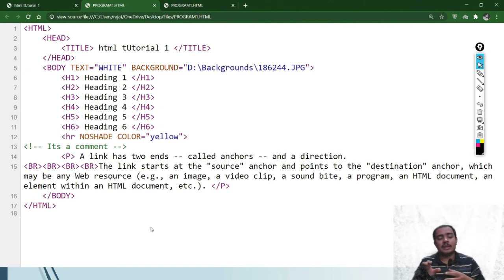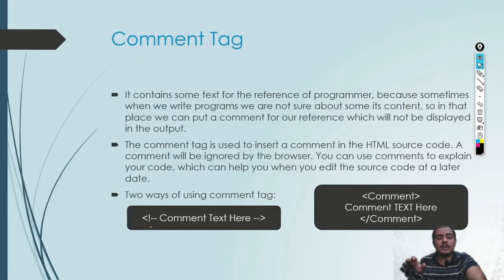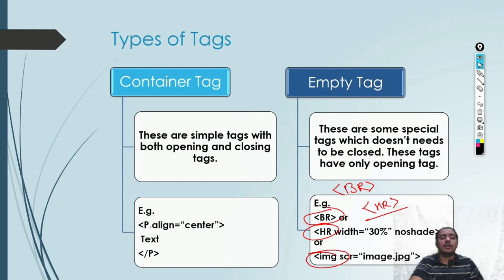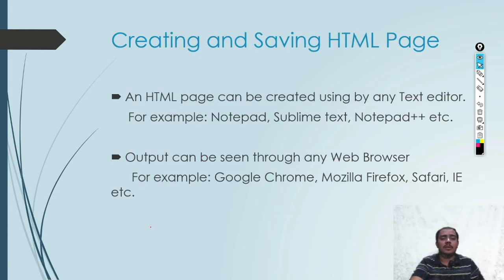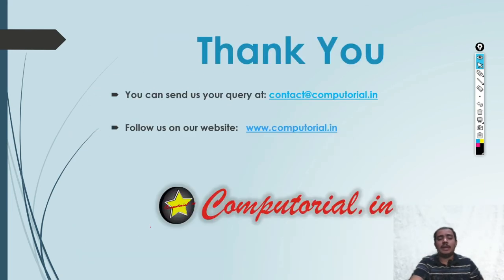So today we have discussed a number of things. Let's move to our presentation, and there we will summarize everything. So today I have taught you about the comments, the body tag and its attributes. Then we have discussed some types of tags, tags and attributes, structure of an HTML document, creating and saving a program, and introduction of HTML. So with this, we end our class. In the next video, I will try my best to cover all the remaining portions of HTML with you guys, and I will try to cover this HTML topic in 2 or 3 videos only.